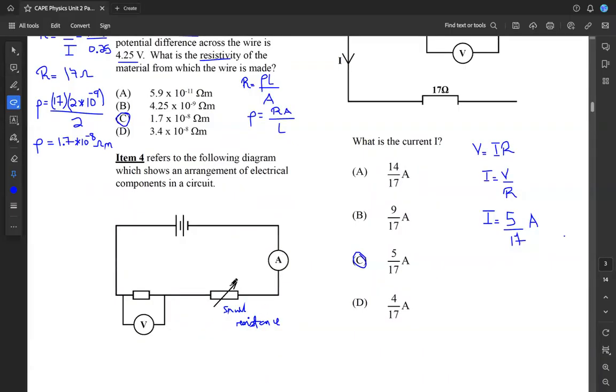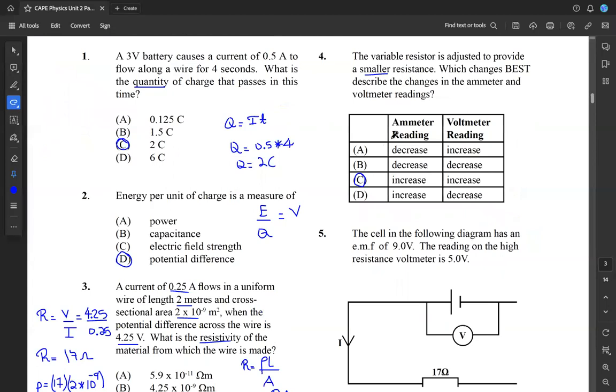So if our ammeter reading goes up, that means that our voltmeter also went up. They're asking us to select the pairing that correlates to that, and so we select C. Our ammeter reading increased because we decreased the resistance of that variable resistor, so we have more current flowing through. By that same token, we have an increase in our voltmeter reading as well. So C is our answer here.